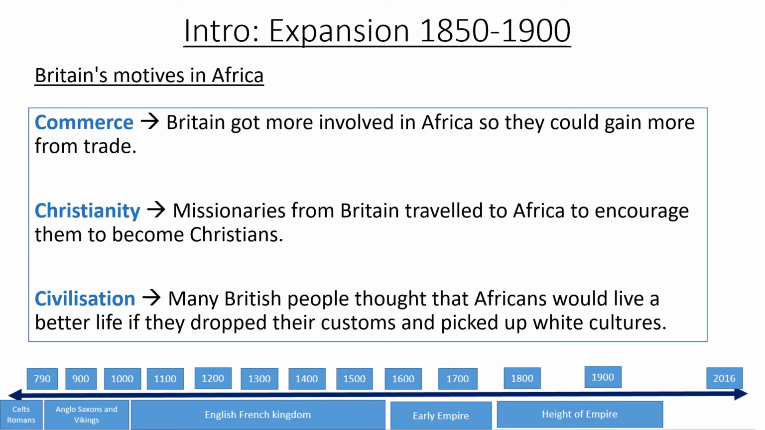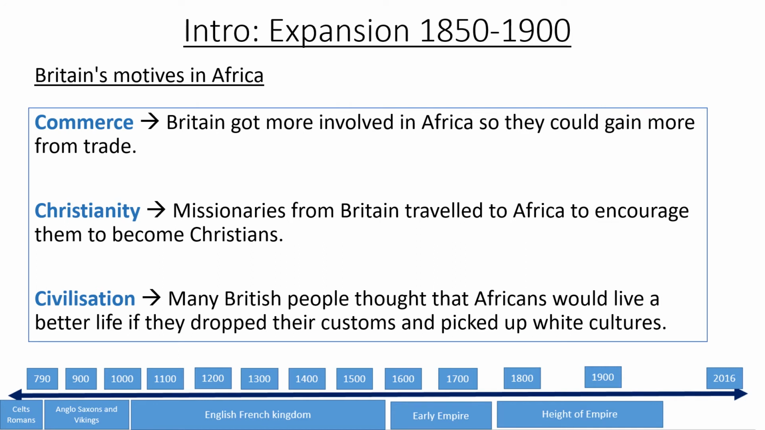Christianity. Missionaries from Britain travelled to Africa to encourage them to become Christians. At this time in the 19th century, there was something of a revival in quite puritanical, hard-living Christianity, and it bolstered the belief that Britain was the best country in the world, and they believed by converting everyone else in the world to Christianity, they were doing them a service, doing them a favour.